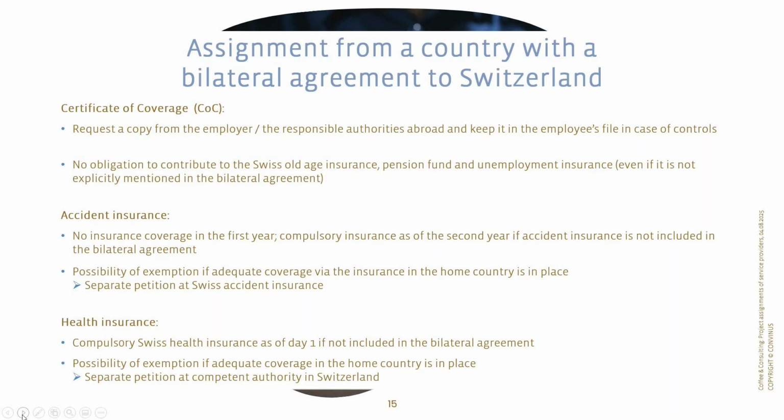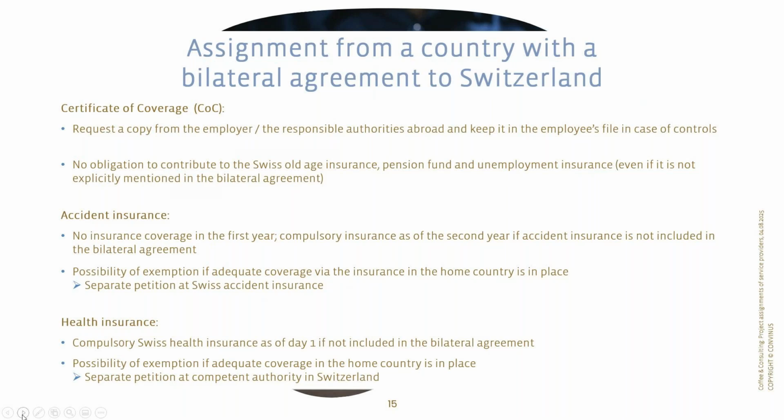Now, in that scenario, here's the certificate of coverage. The difference is that if we have a bilateral agreement in place, then usually not all the different insurance sectors are indicated in the agreement, meaning we cannot request the exemption from everything.